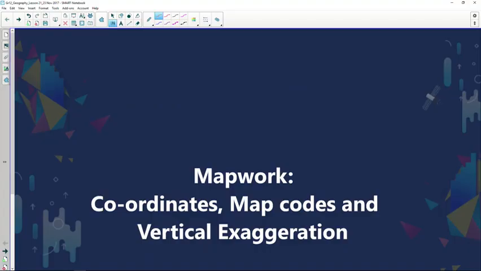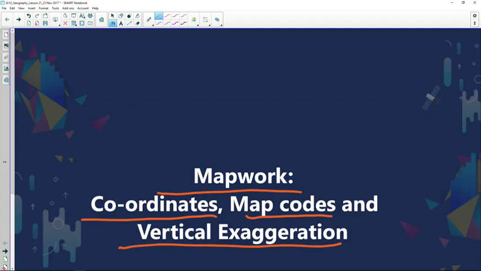Today we're going to continue looking at Mapwork, and in today's lesson we're going to concentrate on coordinates, map codes and vertical exaggeration. But before we continue with these exercises, keep in mind, for your second question paper, the Mapwork paper, you're going to need your ruler, a calculator to do the calculations, and your protractor. Very important. But let's get straight to it.